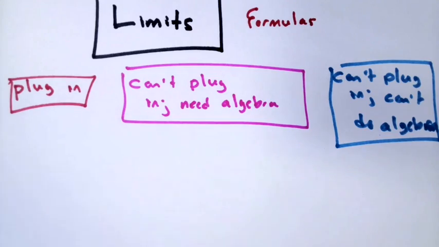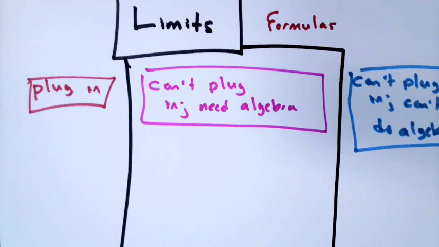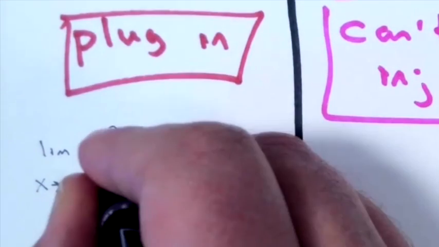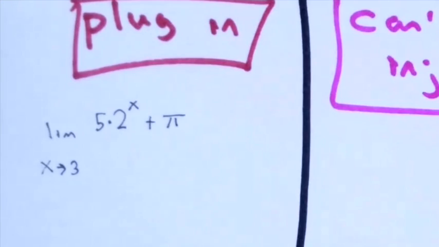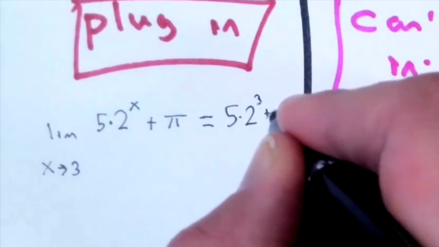The ones where we can just plug it in are kind of obvious. They're the functions that seem really nice, and they're staying away from any potential problems. So an example of something like this would be the limit as x approaches 3 of 5 times 2 to the x plus pi. There's no reason here that you can't just plug this in. It's basically an exponential function. So in that case, no reason not to just go 5 times 2 cubed plus pi.